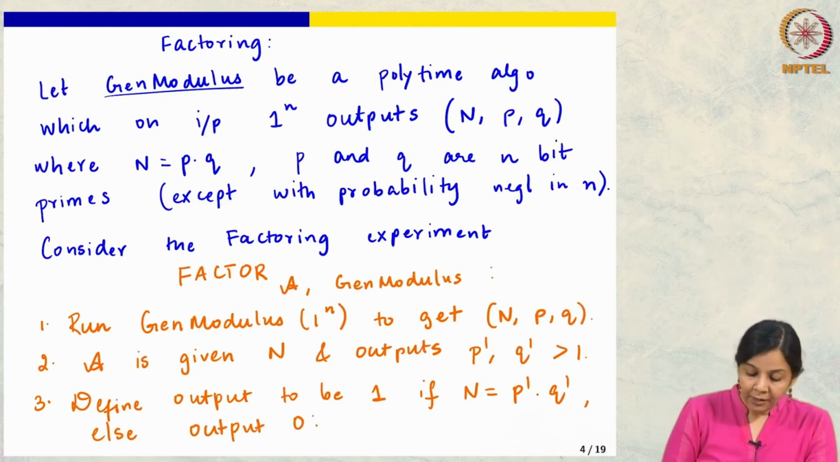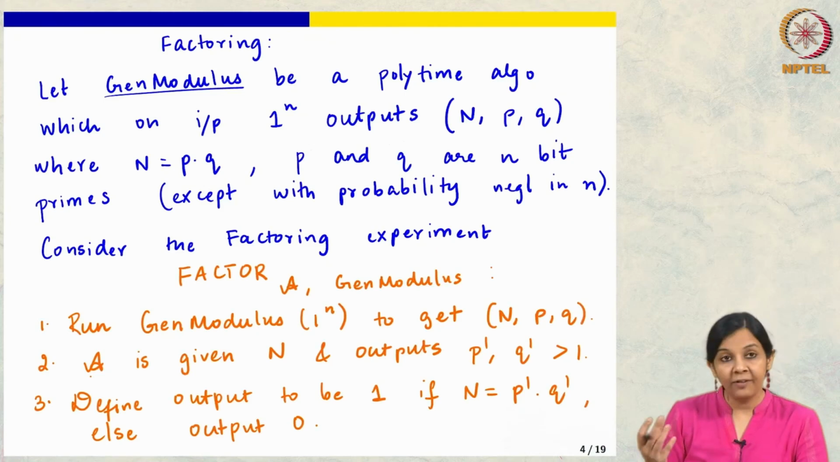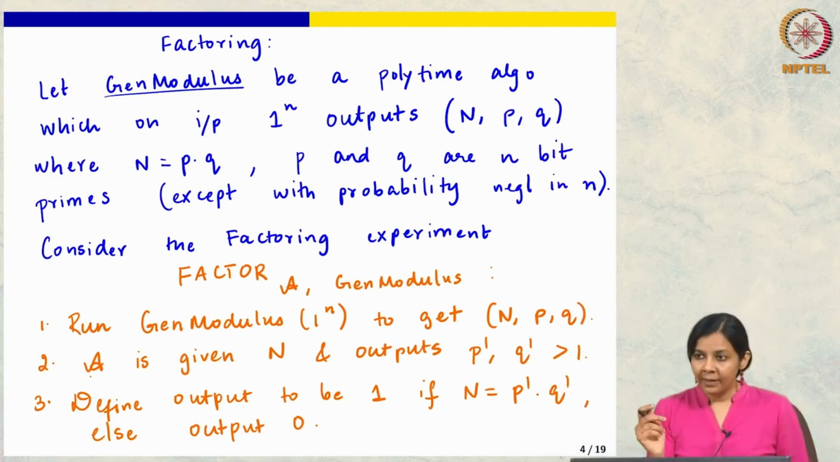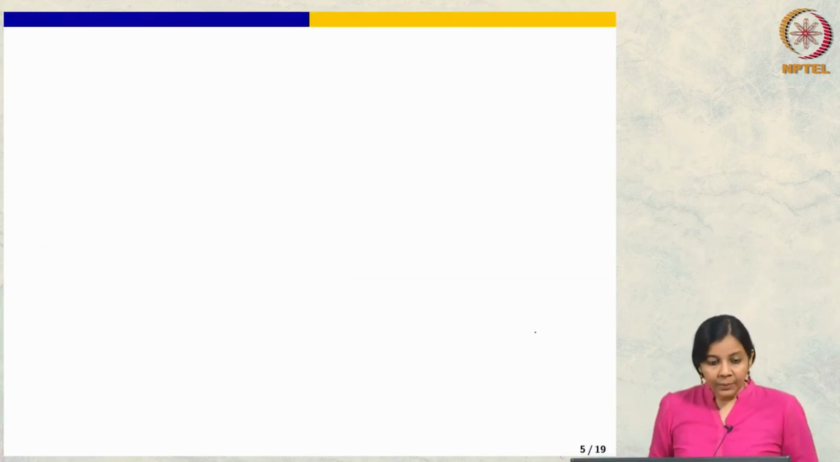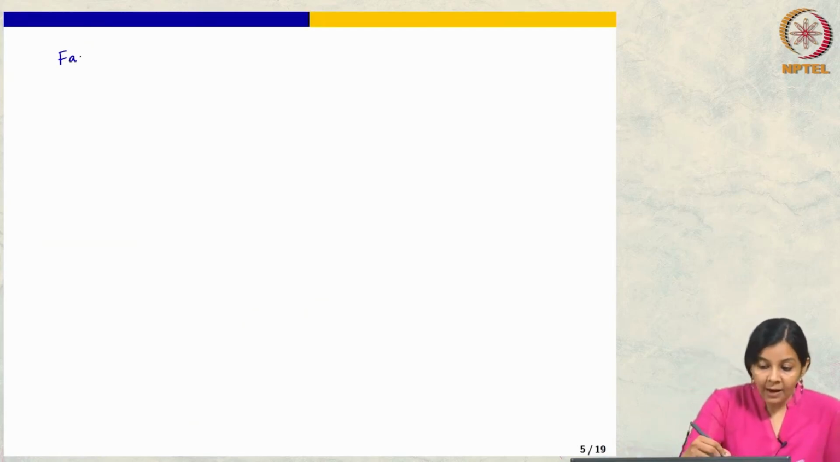Okay. So, here recall that A is going to be a probabilistic polynomial time adversary, and this A is asked or given the task of factoring this large composite number N. Okay. So, this is our factor experiment. Is it fine? Okay. So, good. So, this is just the factoring experiment. Now, we will say that factoring is hard.